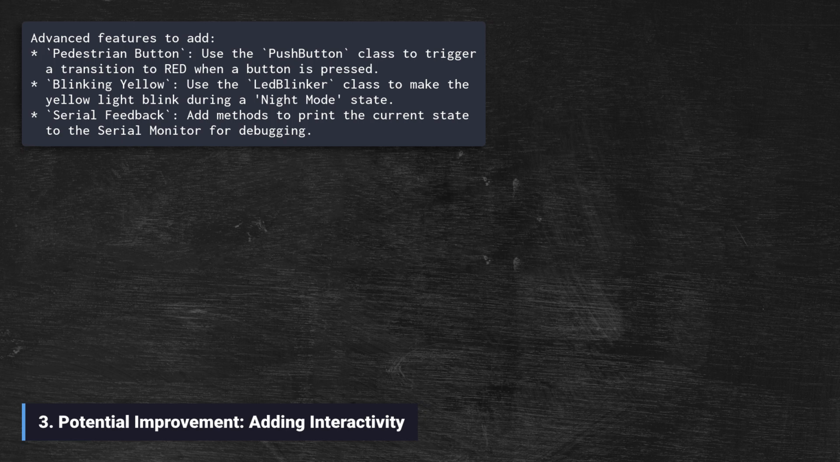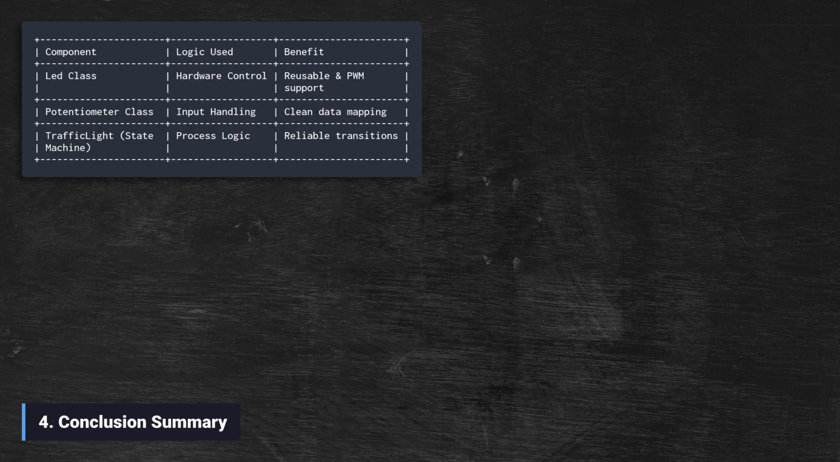You could also integrate the push-button class we examined earlier. By adding an express check in your state machine, you could allow a pedestrian to request a light change, making the system reactive to real-world inputs. The real power of this approach is that each of these improvements can be added without rewriting the whole project. You just add a new method or a new class and plug it in.